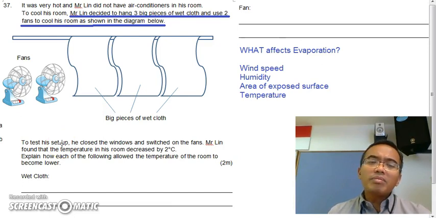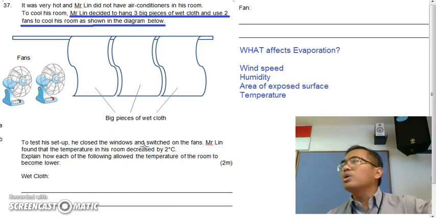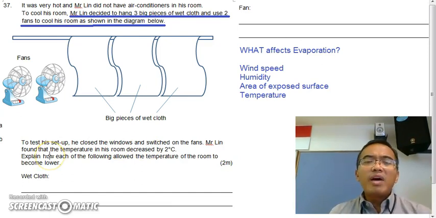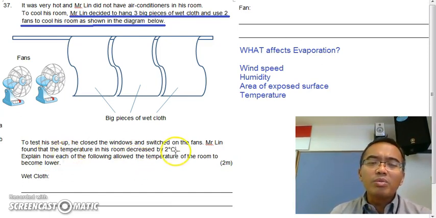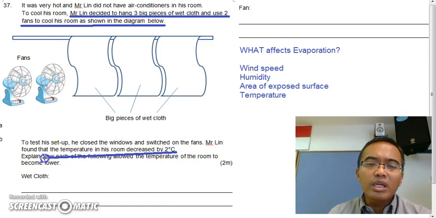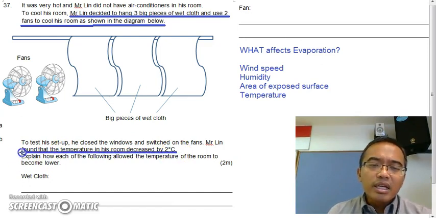To test his setup, he closed the windows and switched on the fans. Close the windows and switch on the fan. Mr. Lin found that the temperature in his room decreased by 2 degrees Celsius. The temperature in his room decreased.